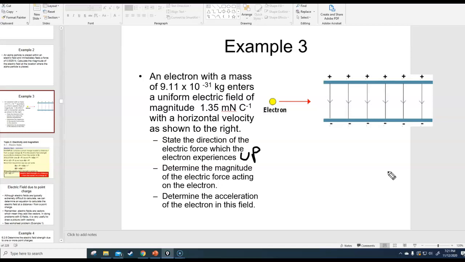Now, does that mean the electron is going to move up? Well, yes and no. What's actually going to happen is as soon as the electron comes in here, it's going to feel a force. In fact, it's going to feel two forces. Number one, it's going to feel an electric force up due to the fact that it's in an electric field. And of course, there's also a force of gravity down.